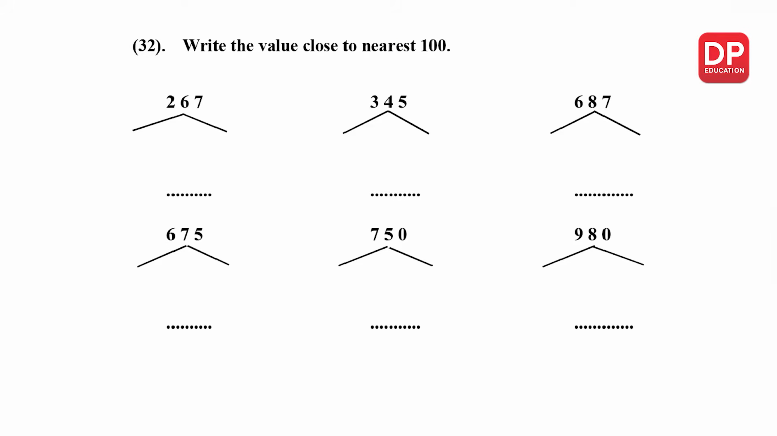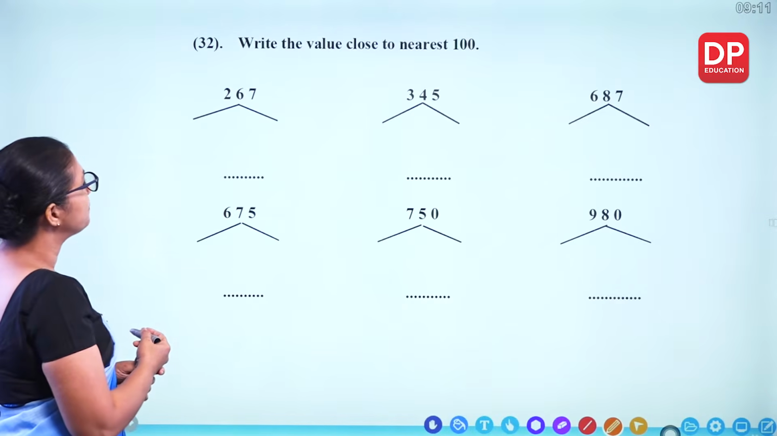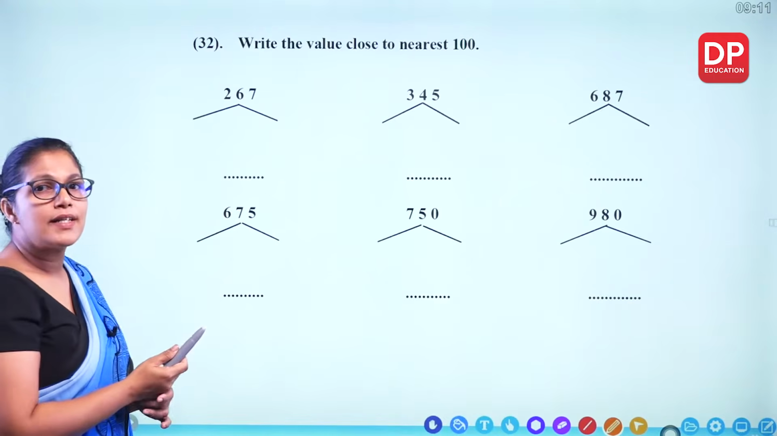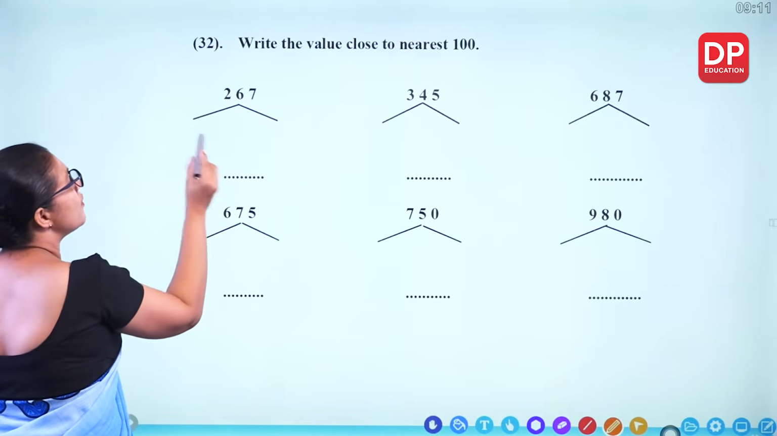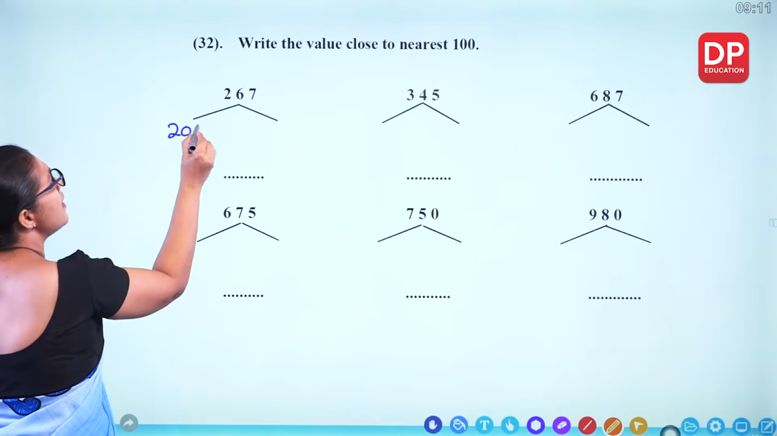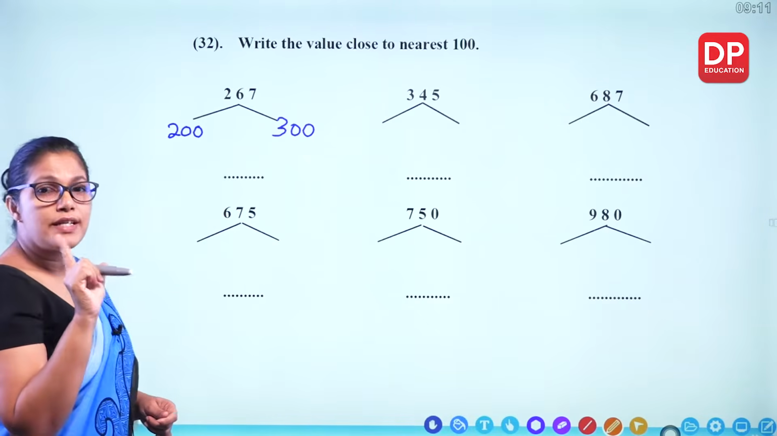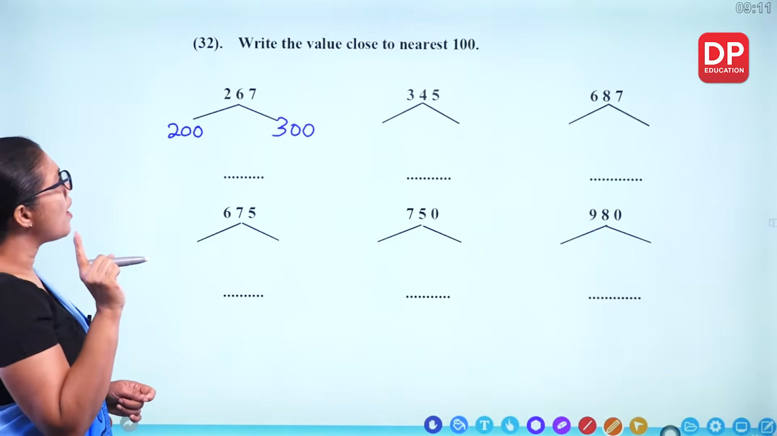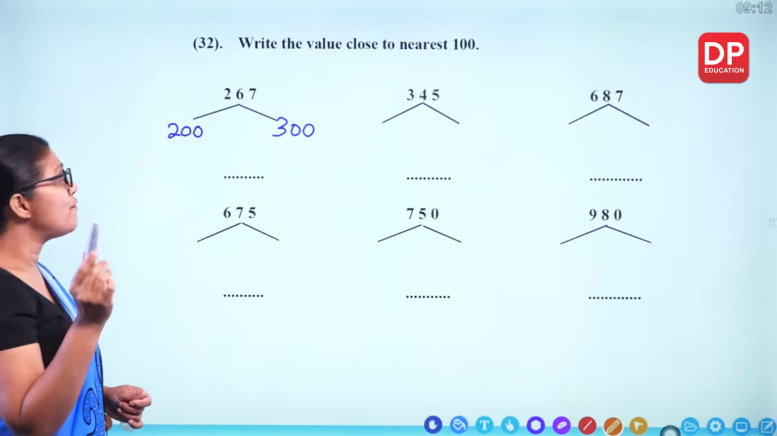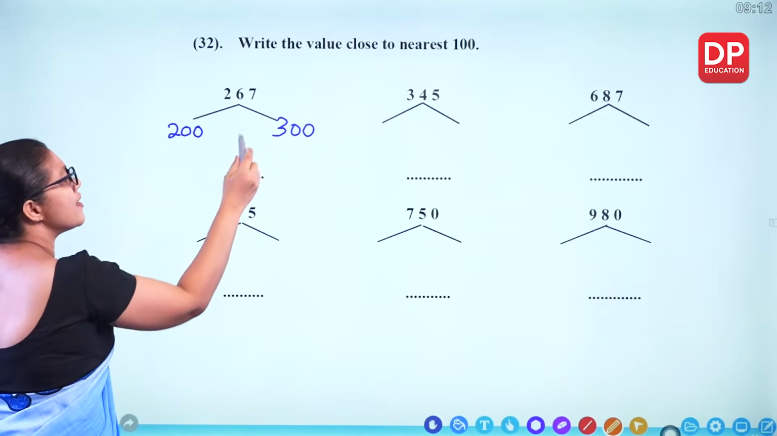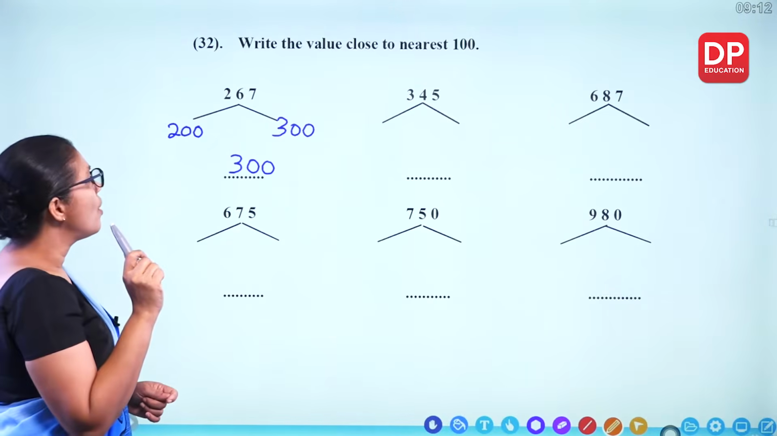Write the value close to the nearest 100 now. So you have to look at the hundreds place. So 267. So the value is in between. What's the lowest value? This is in between 200 and 300. Now we are rounding to the nearest 100. So which one do we take? This is in between, that's 250. So towards 300. So we take 300 as the value closest to the hundreds place.